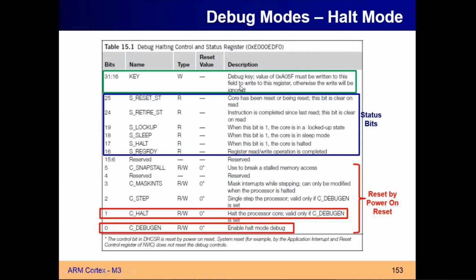And from where can you read? From the higher half word, bits 16 to 25. You can read the status bits. Each of these is a status bit. This bit shows that the core has been reset. This shows that an instruction is completed since the last read. Then it shows that the processor is locked up, in sleep mode, or halted, and the last one, register ready, shows that the read or write operation is completed while reading or writing the debug registers, which we will see later. So these are the bits present in the debug halting control and status register, DHCSR.